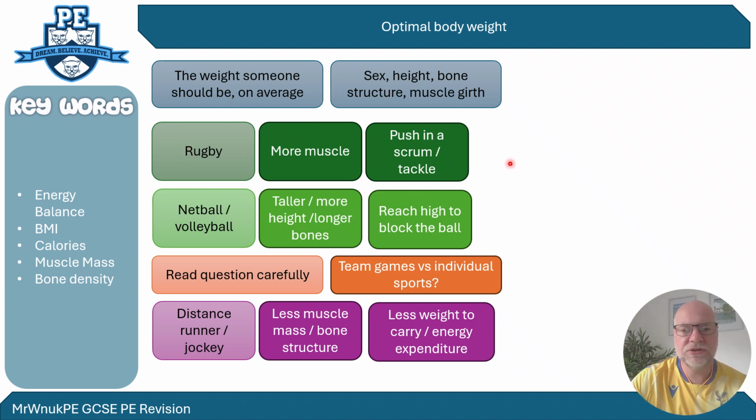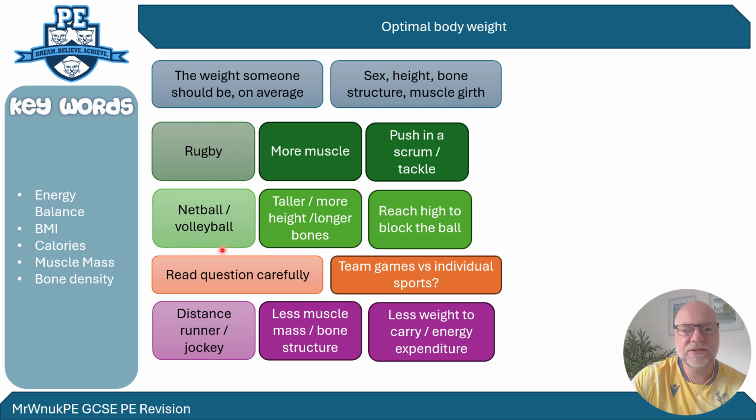Then you might get shown an image of 2 players, typically male and female, or 2 different sports, and they will ask you to compare them and say why they have different optimum body weights. So firstly, read the question carefully, because sometimes they refer specifically to team games and individual sports. If you have a question that talks about team games and you start talking about an individual athlete, then you won't get marks. You will be dropped marks regardless of whether it's right or wrong. So you just need to think about what the sport is that needs more muscle and why they need more muscle. So rugby players need more muscle to push people out of the way and make tackles.